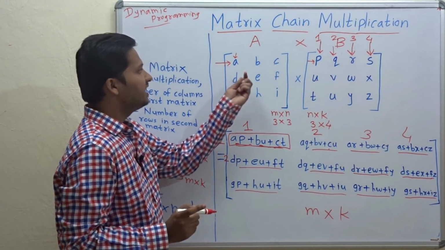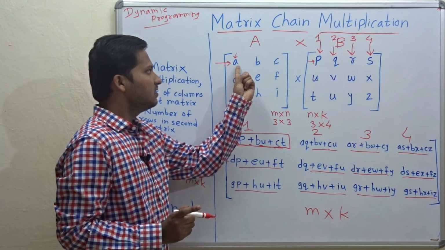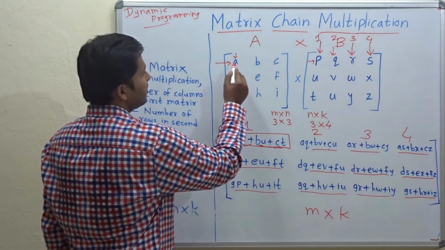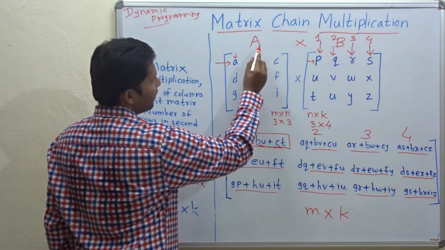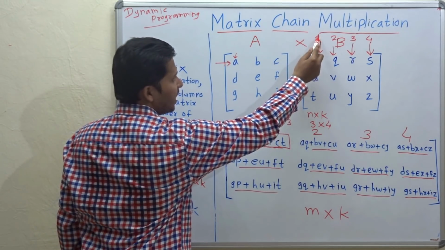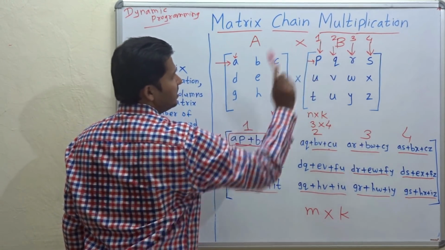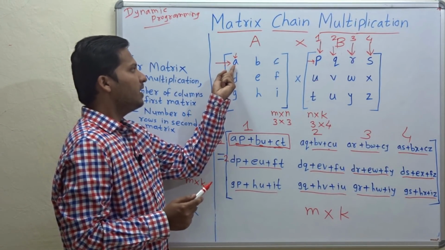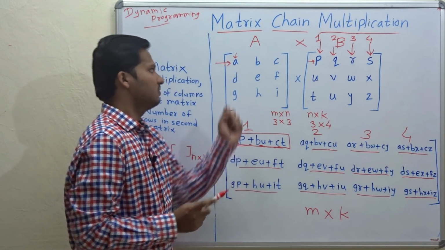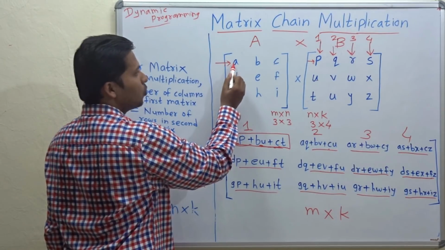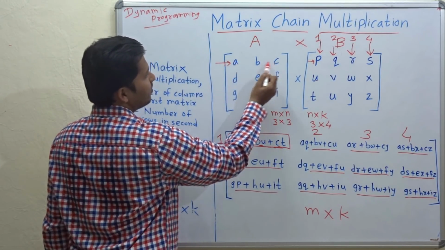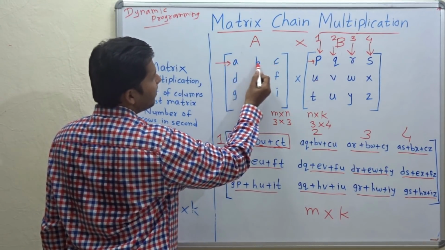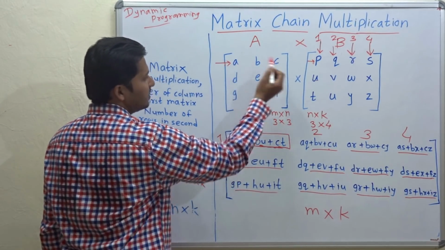That means for multiplication, the number of elements in this row should be equal to the number of elements in this column. Which means the number of elements in the row of A should be equal to the number of elements in the column of B. Okay. So obviously you can see here, the number of elements in a row means the number of columns, because the number of columns is 3 here, that's why the number of elements is equal to 3 in this row.